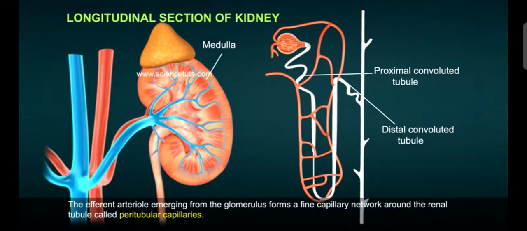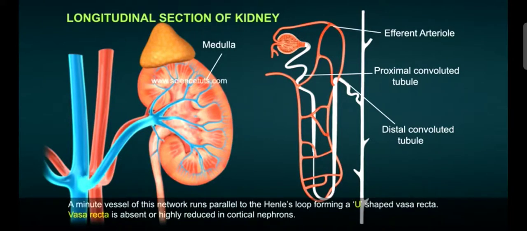The efferent arteriole emerging from the glomerulus forms a fine capillary network around the renal tubule called peritubular capillaries. A minute vessel of this network runs parallel to the Henle's loop, forming a U-shaped vasa recta. Vasa recta is absent or highly reduced in cortical nephrons.